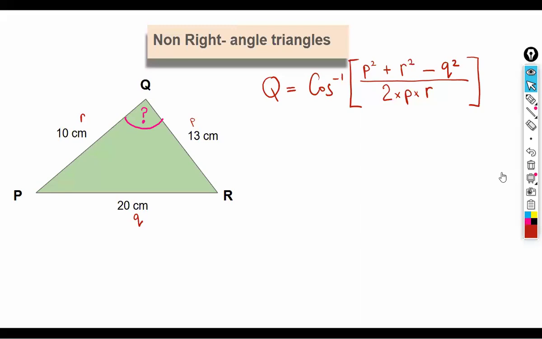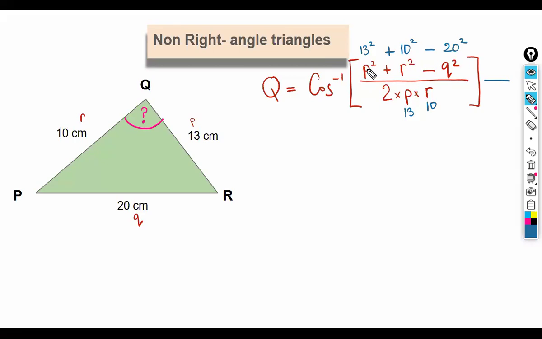All right, let's plug in some values here. Remember, you have P here, so that's 13 squared plus 10 squared minus 20 squared. Common P is how much? 13, and over here is 10. Now remember, I think I had warned you guys, don't type this in straight on the calculator. Work out the top, write down the answer. Then work out the underneath, write down the answer, and then divide it. And afterwards, we will cos inverse it.